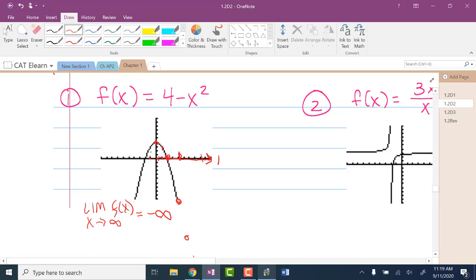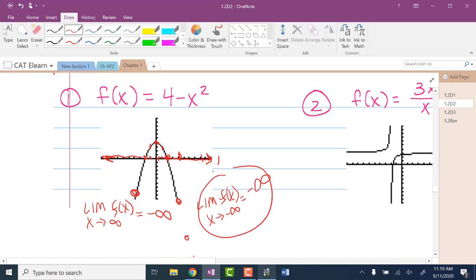And then the same thing with x's to the left. When I plug these in order, this goes down forever. All right? So the limit of f of x as x approaches negative infinity is also negative infinity.